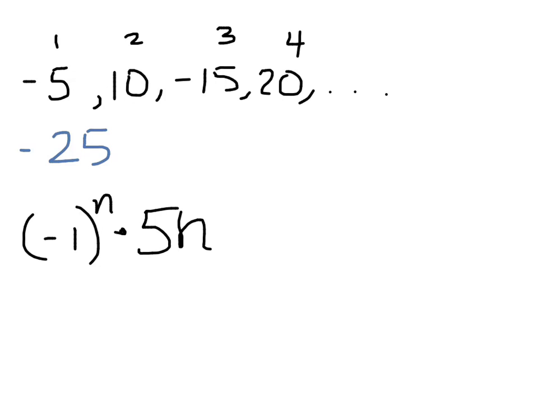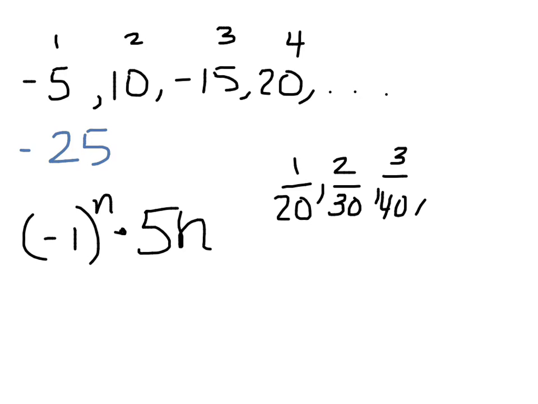Number 3. 1 over 20, 2 over 30, 3 over 40, 4 over 50. And when you have fractions, it's important that you look at them individually as top versus bottom. So, just looking at the tops, what's happening? Up by 1. What about the bottoms? Up by 10. That's you describing the pattern. So, what's the next number? 5 over 60. Good. You got that part done.